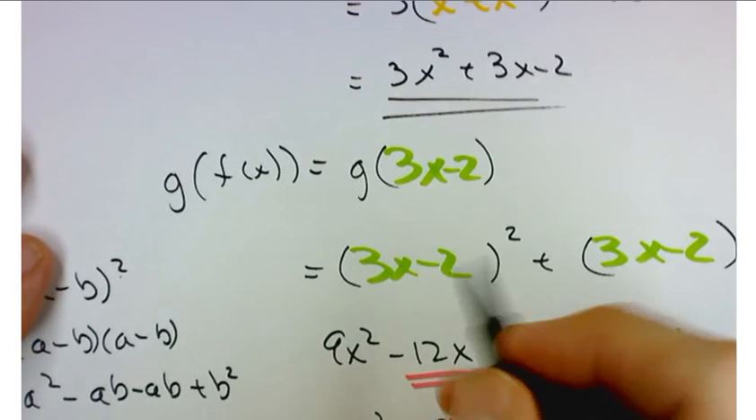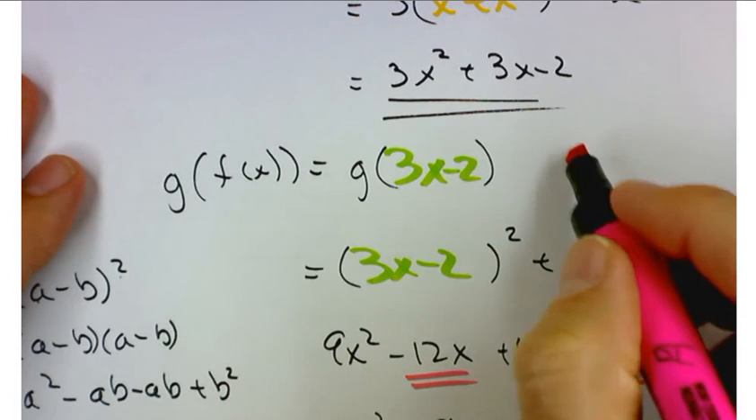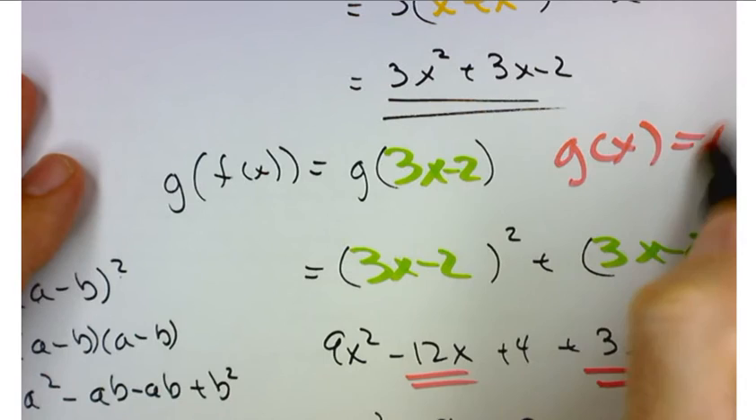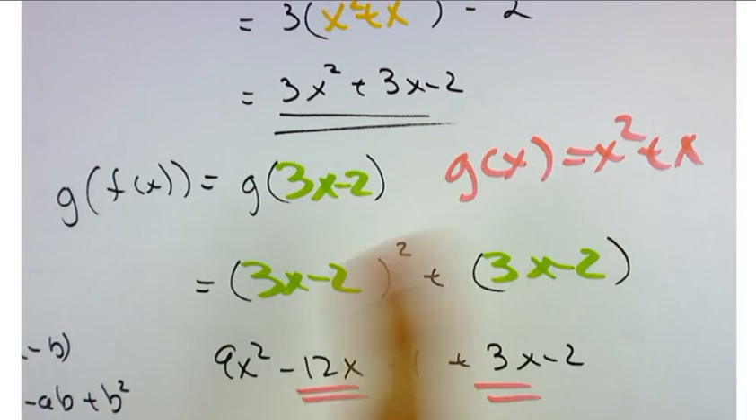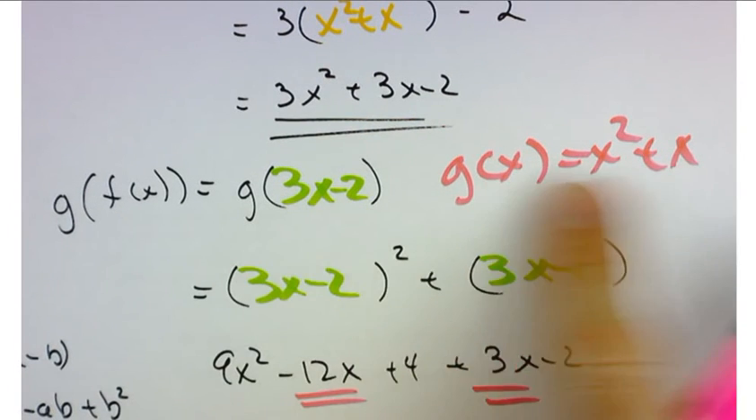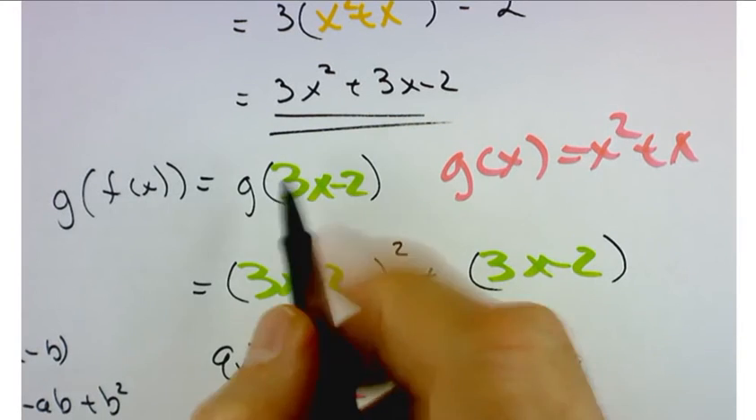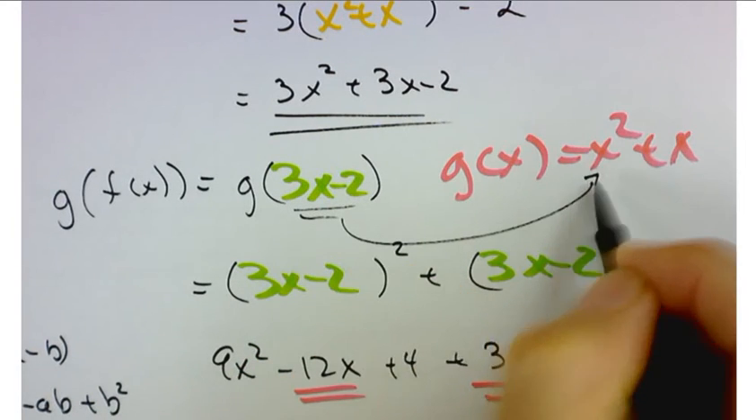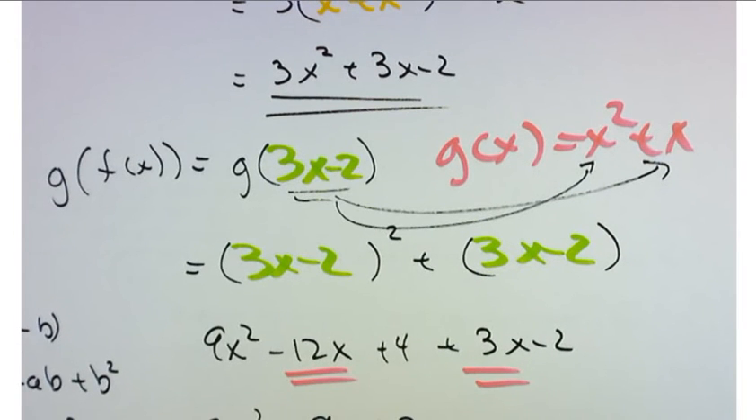The form of the function for g of x is x squared plus x. So I had to plug in one here and the other one here. So I had to plug this into 2 different places, into here for x and into here for x. So it got plugged into both of them.